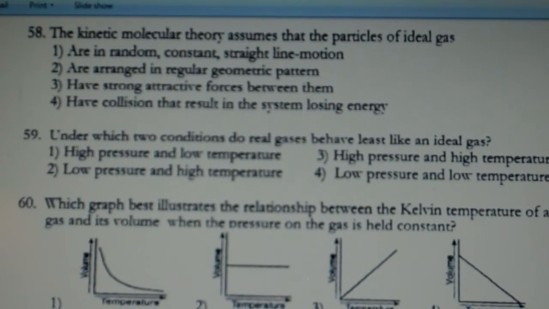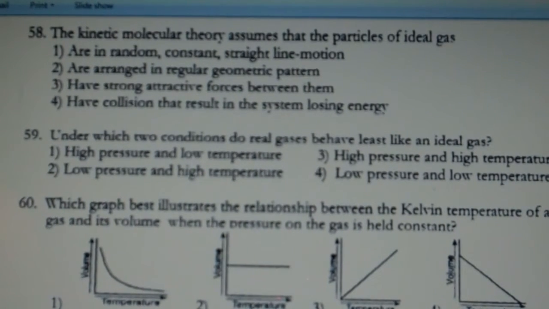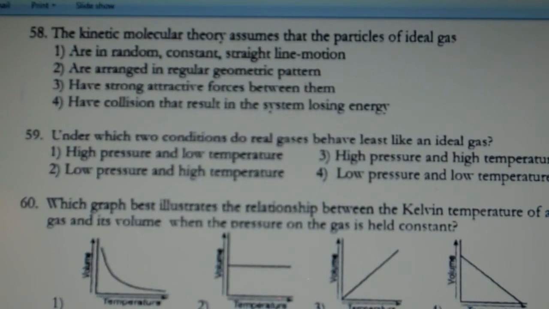This is review session number 3 following questions number 58 to 66 on the pretest. Taking a look at question number 58, it's talking about kinetic molecular theory. If you look at the definition for kinetic molecular theory, you see that all the particles are in random, constant, straight line motion. So the answer for number 58 would be 1.